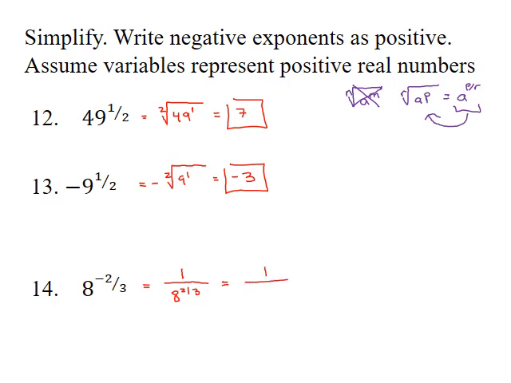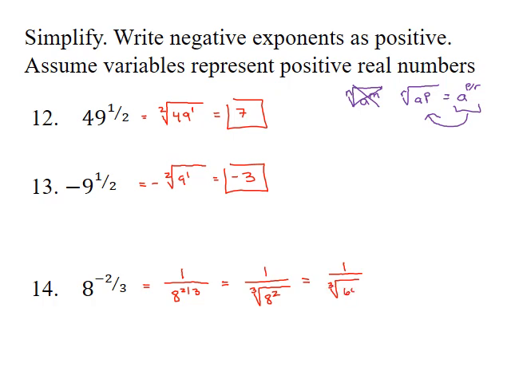You would have a 1 over, I'm going to put my radical in my base. The top number is your power, which is 2. The bottom number is your root, which is 3. This would be 1 over the cube root.